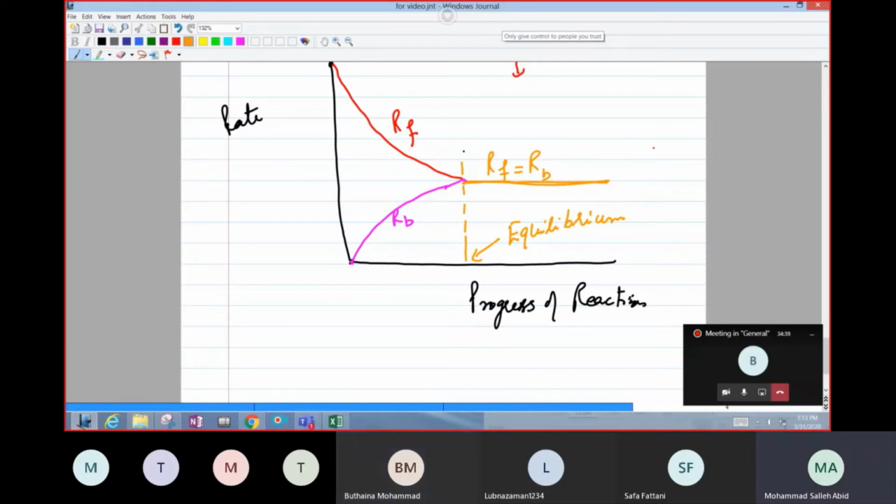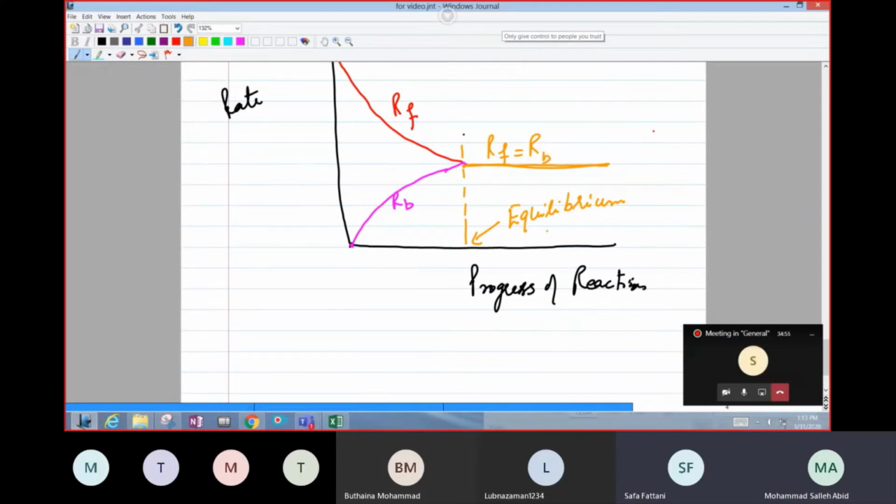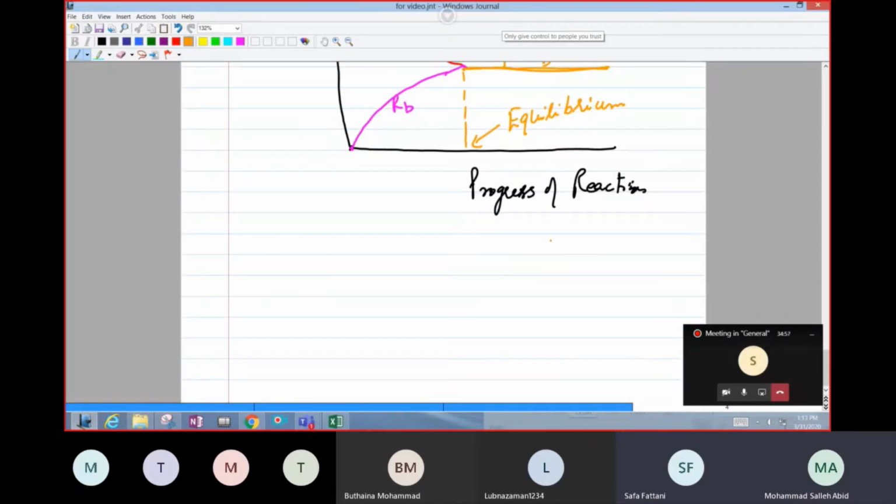What happens to the concentration when the equilibrium is reached? Does it stay the same? It remains the same. Very good. So there are two different things over here. Rates are equal, but the concentration or the amount remains the same.